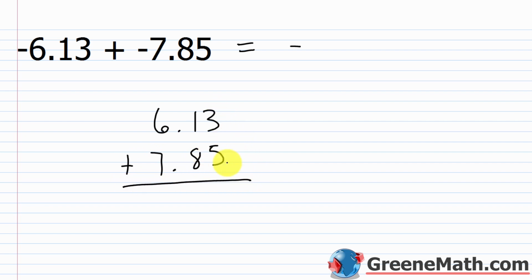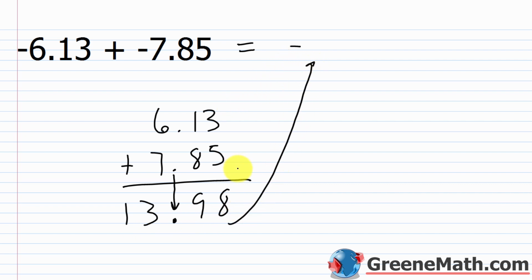So now I would just start in the rightmost column and work my way to the left. 3 plus 5 is 8. 1 plus 8 is 9. And 6 plus 7 is 13. And again, notice how I forgot to bring my decimal point down. So if I wrote 1,398, obviously I would get the wrong answer. So you have to make sure that you bring this down at some point and put it there, so we know we have 13.98 as the answer. Now drag this back up here and put it next to that negative to say we have negative 13.98 as our answer.